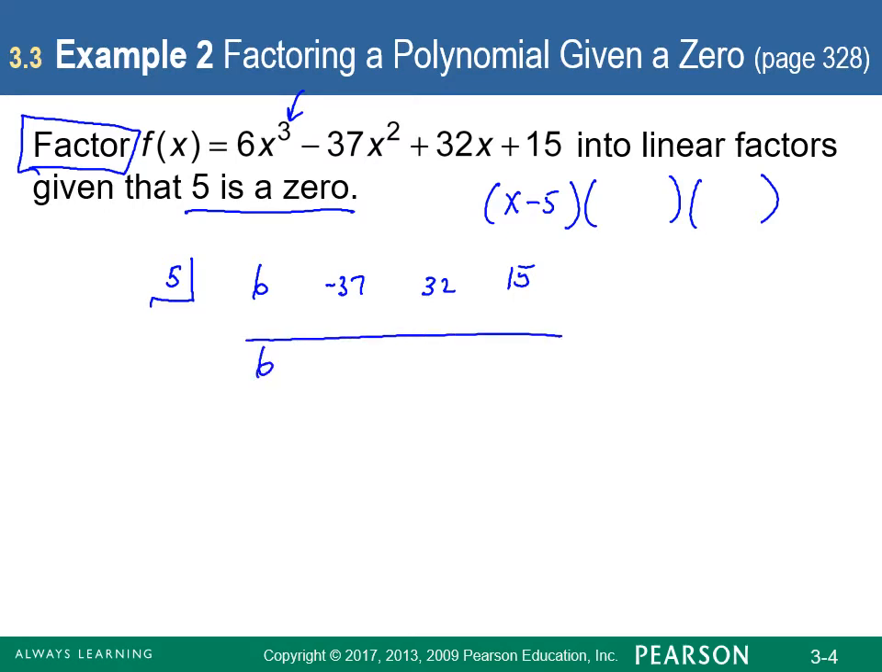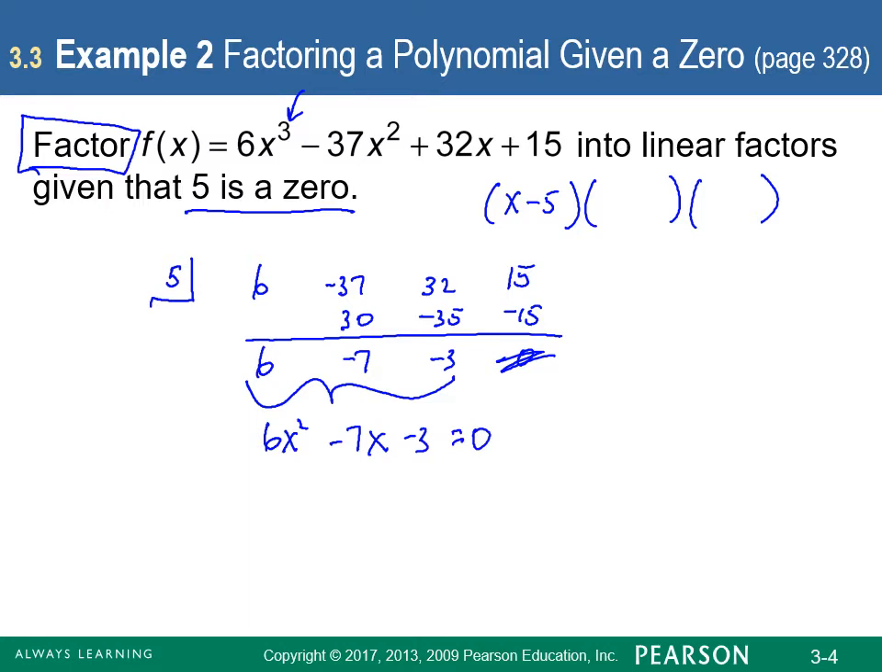So we'll add, multiply, add, multiply, add, multiply, and add. So they were correct. 5 is a 0. Now, the most important thing about doing the synthetic division is what's left here, once we get rid of the 0, is the quadratic 6x squared minus 7x minus 3. We need to solve that quadratic equation.